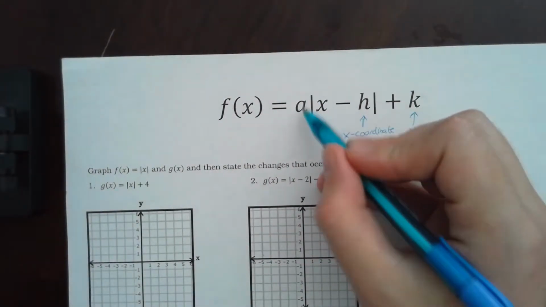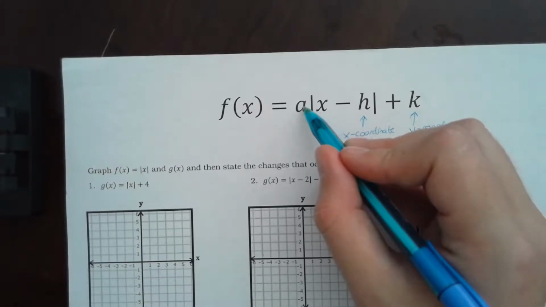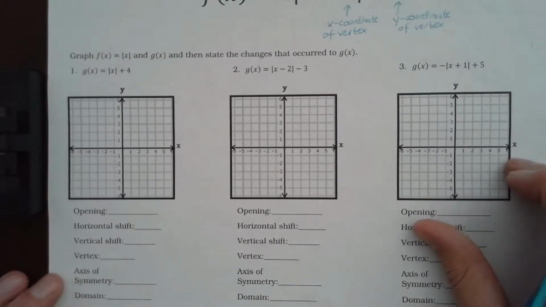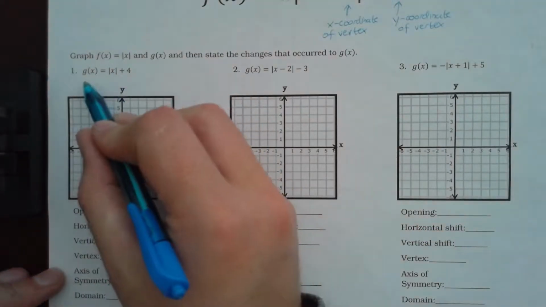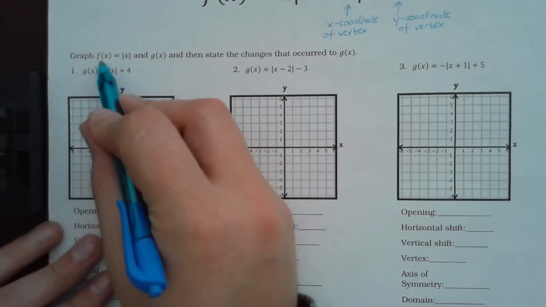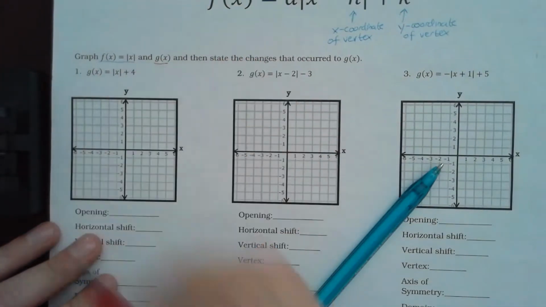And then our a is something we're going to get to. We already know if it's negative we flip it over, but we have a little more to learn about this on the back. So let's go ahead and finish this stuff up first and we'll move on. Okay, so g of x equals the absolute value of x plus 4. What we want to do is graph f of x and g of x. We're going to see how this transforms.